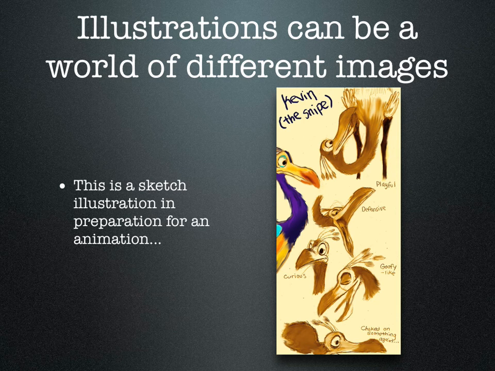Again, this is another character development illustration, and it's a sketch that's an illustration preparation for animation. So this is Kevin the Snipe from the movie Up, and it just shows all his different faces, his playful, his defensive, his curious, and his goofy faces for the different character traits.